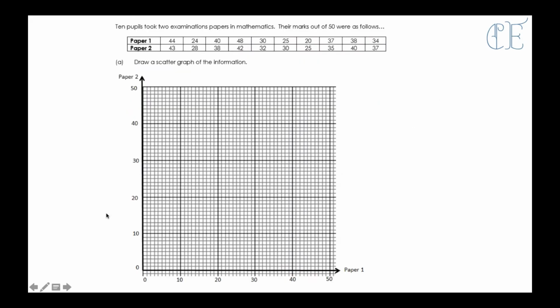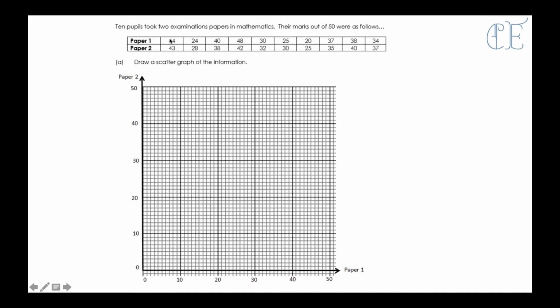Okay, so let's have a look at an example of a scattergraph. 10 pupils took 2 examination papers in maths. Their marks out of 50 were recorded. So here we've got a graph that is going to show us paper 1 and paper 2. You can see I've used a scale. This has gone up in tens and so has this, and we've got some numbers going from 20 all the way up to the 40s. So we need a nice clear scale.